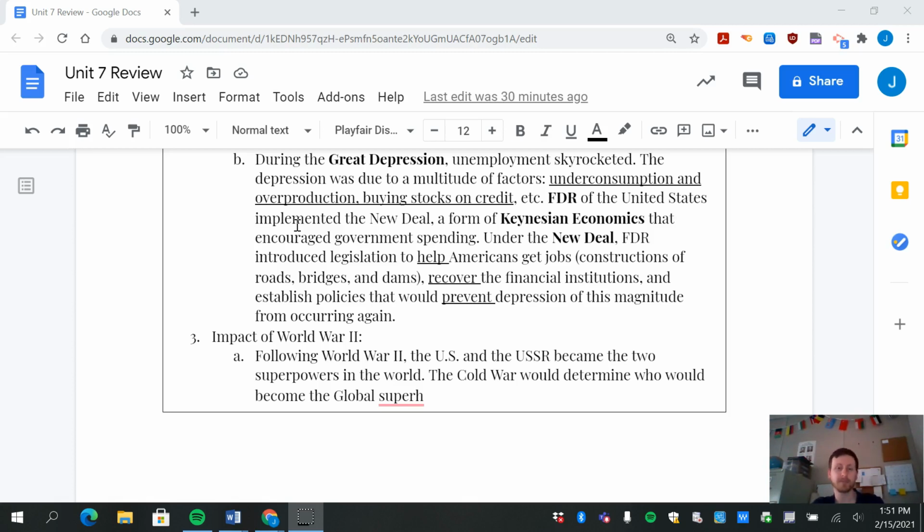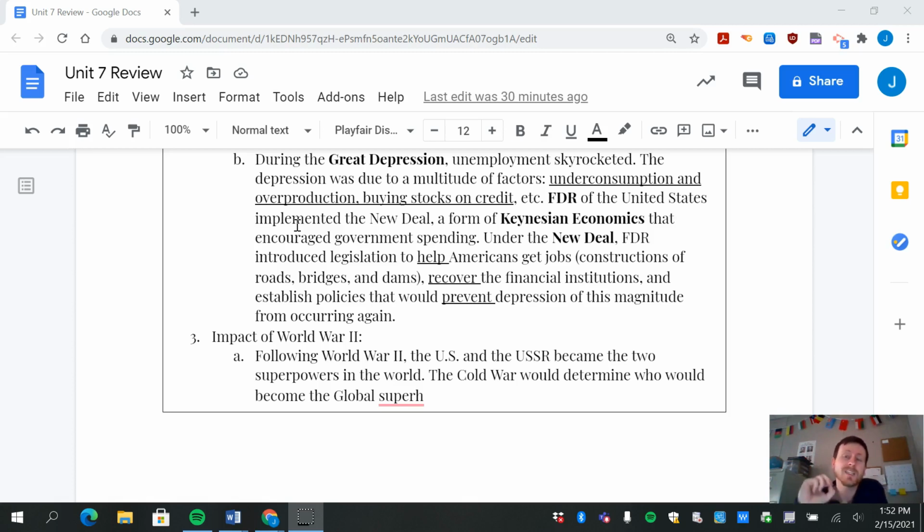So we see people like FDR. He is elected president of the United States, and he implements what's referred to as the New Deal. The New Deal is a form of Keynesian economics that encouraged government spending, encouraged even like deficit spending as well. And under the New Deal, he had 3 goals. One, he wanted to help Americans, and by helping Americans, he was going to give them jobs. A lot of times these were government jobs, building things like roads, bridges, and dams. Even schools and parks were part of this too.